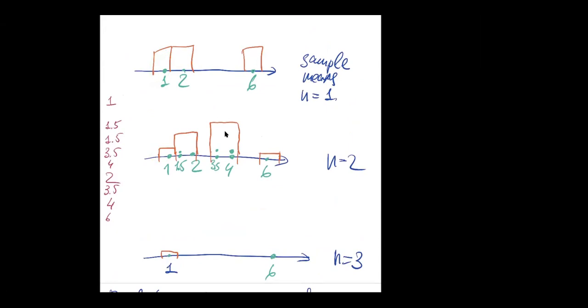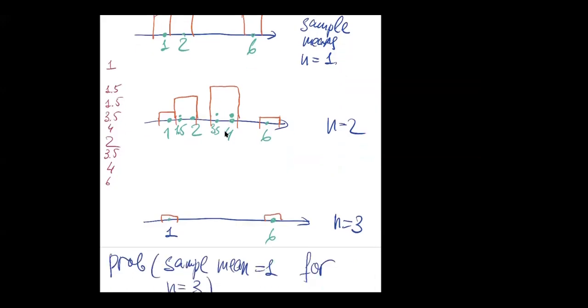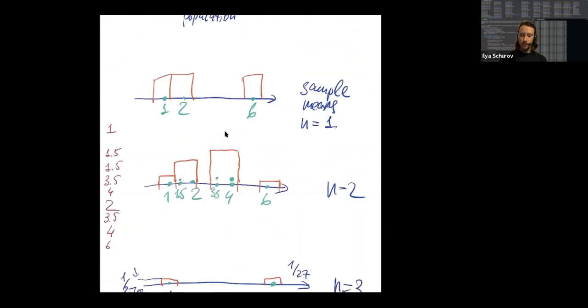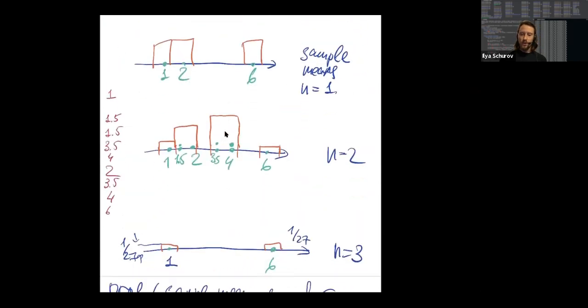It is the same, yes, because we have 6, 6, 6 only 1 time. So this is 1/27 here and 1/27 here. Okay, and where are the majority of points will be located?